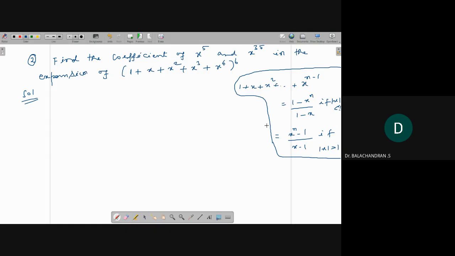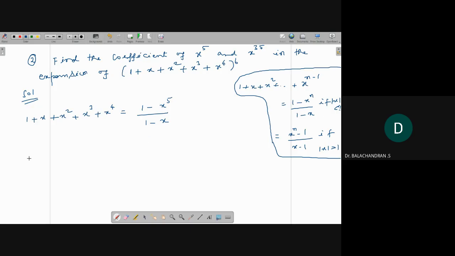So using this result, I'm going to first write 1 plus x square plus x cube plus x power 4 is equal to, here n minus 1 equal to 4, so n equal to 5, so 1 minus x power 5 divided by 1 minus x. So here we are going to use the binomial theorem. That's why here I'm assuming mod x is less than 1.